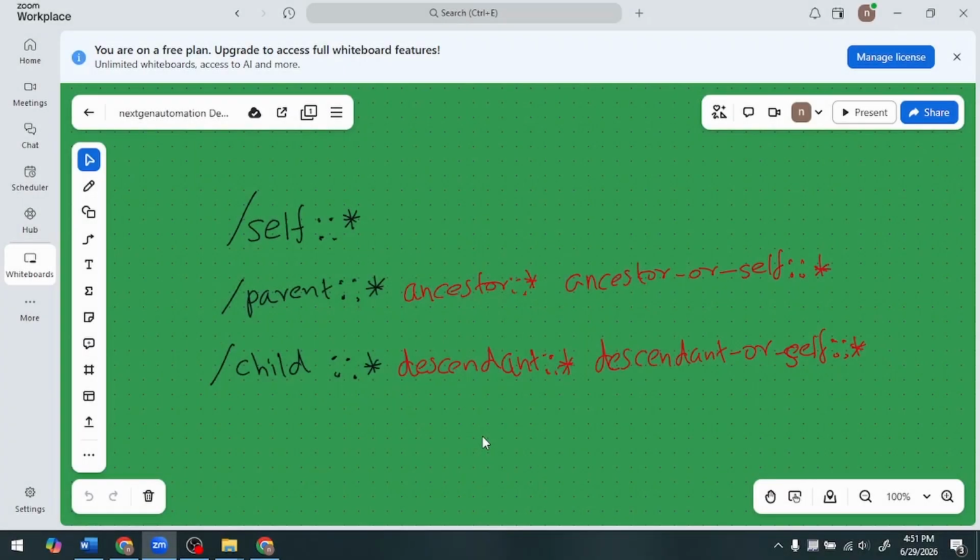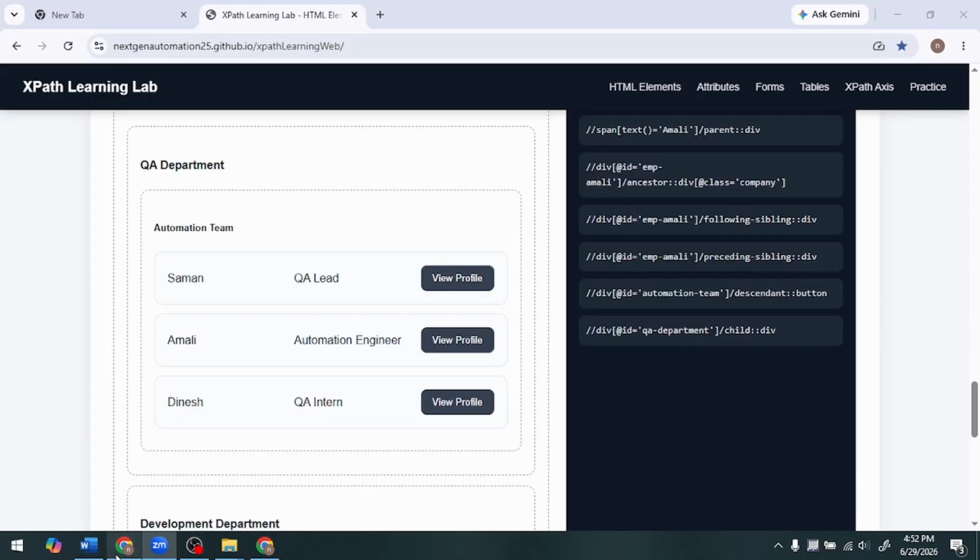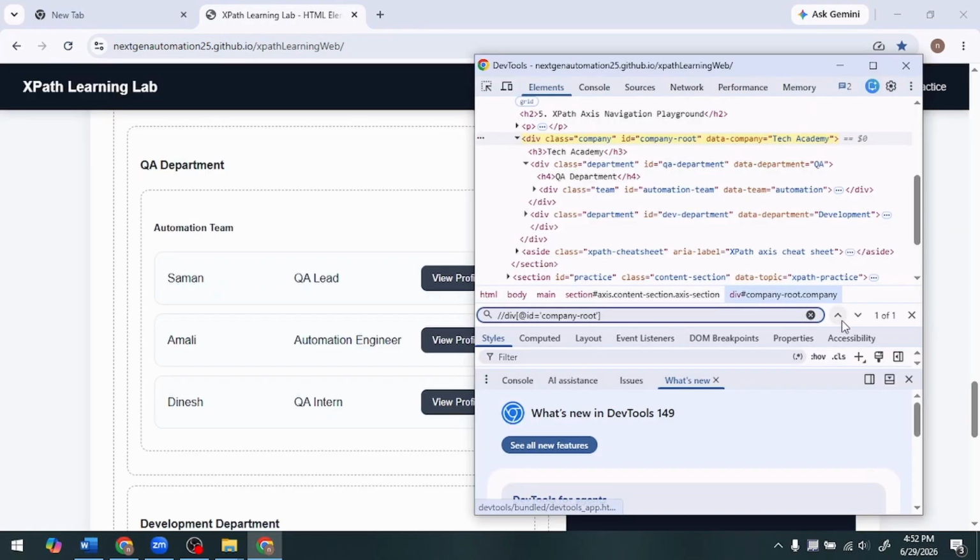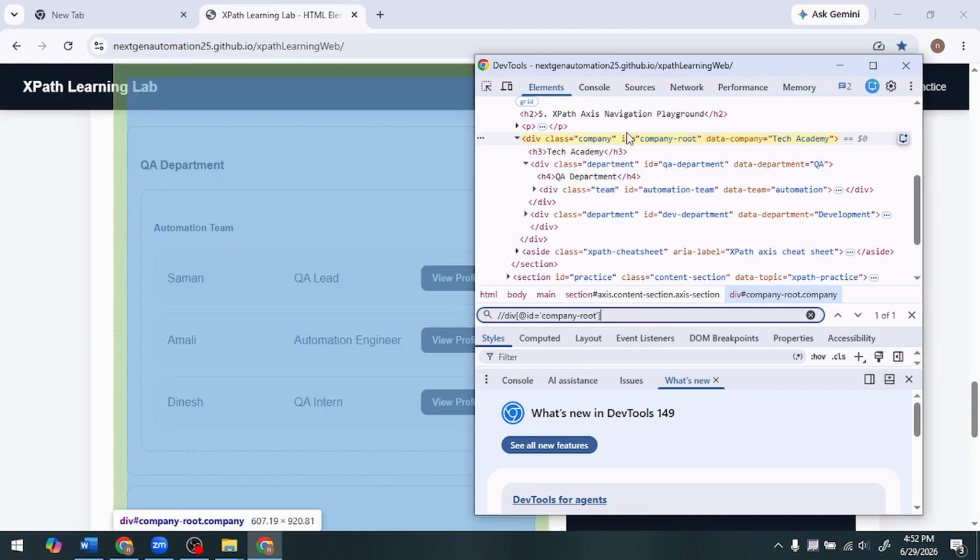Hi all. In this video we will learn about the descendant and descendant-or-self keywords. We will go directly with examples. I have already written an XPath, which is this one.